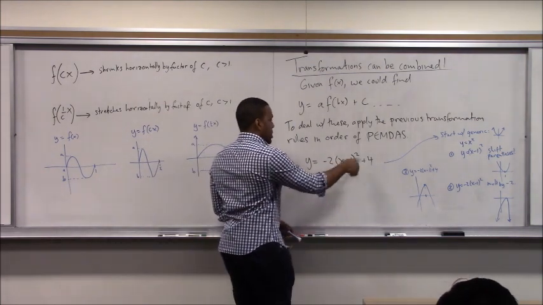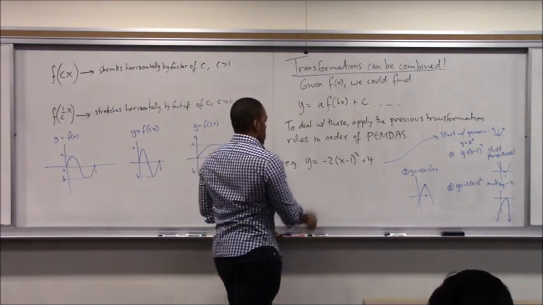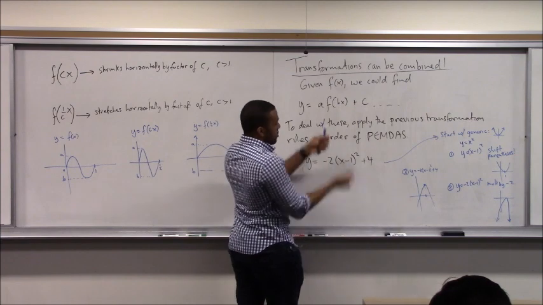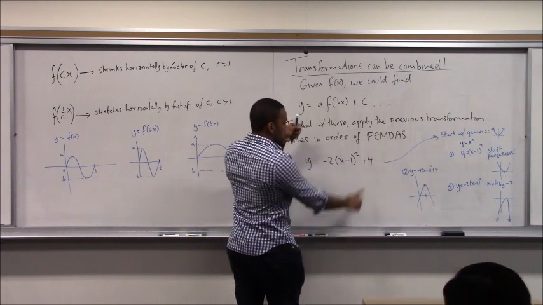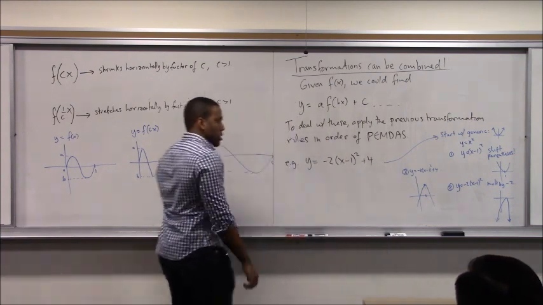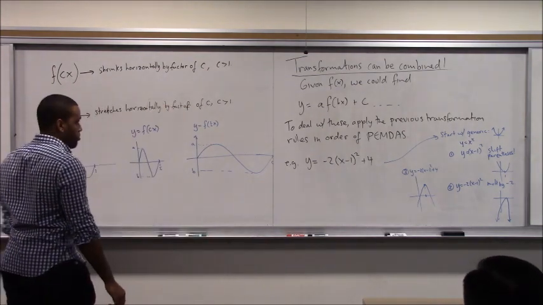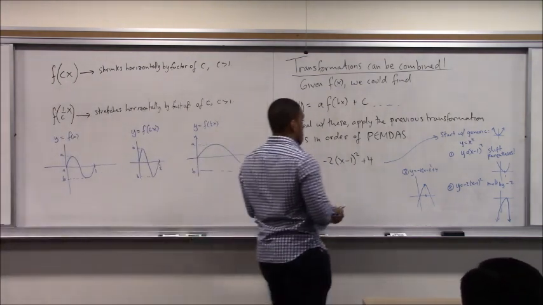You apply multiplication, then the addition. So it's multiplying by a negative number, so we flip it upside down, stretch it by 2, and then shift up by 4. So you kind of do things in a certain order. And PEMDAS defines the order.